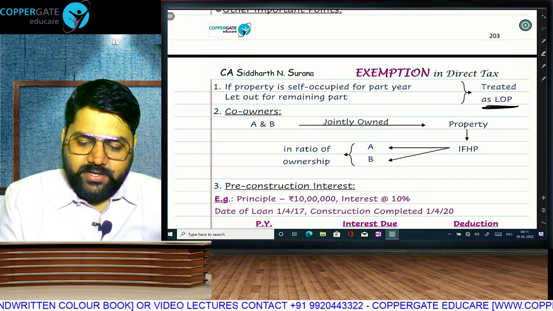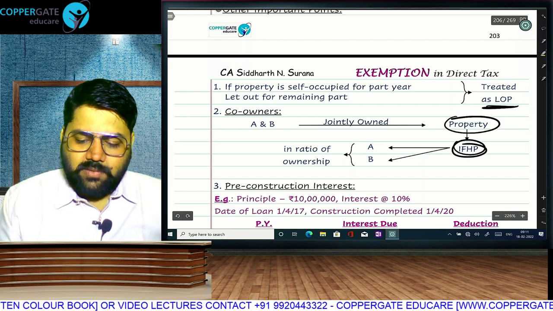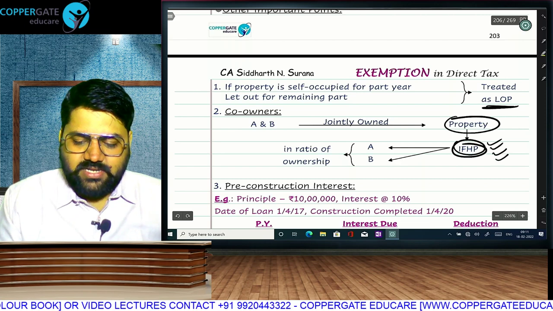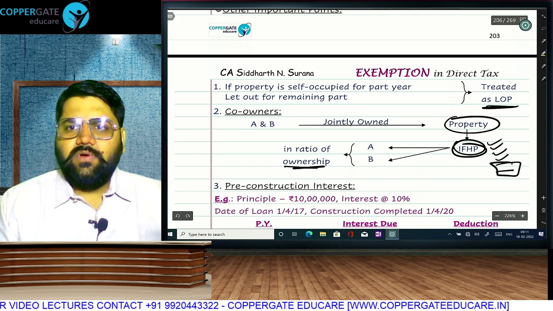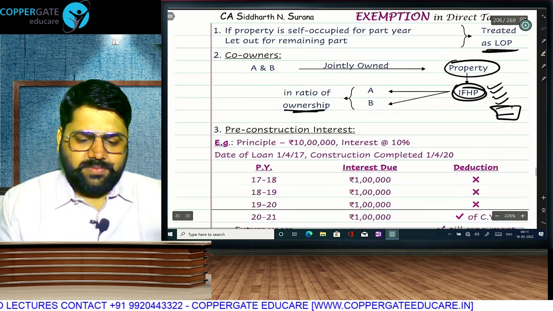If two people jointly own a property, calculate the income of the property, GAV, municipal tax, NAV, standard deduction and all, and that final income will be divided in the ratio of ownership. In the ratio of ownership, it will be divided.